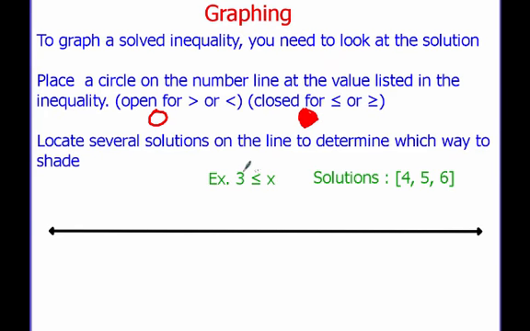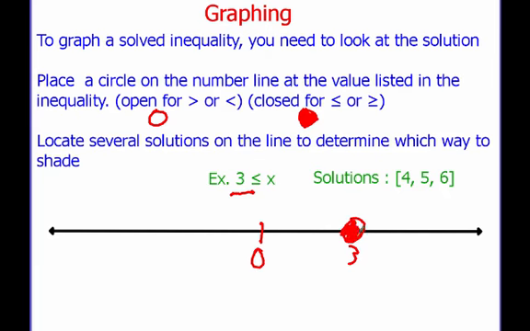So we look here. 3 is less than or equal to x. I'm going to put 0 on here. I always put 0 on my number line so I'm able to locate where everything is. I'm always going to put my circle at the number that's in the inequality. So say 3 is over here. Now it's less than or equal to, so that means we get a closed circle. The reason it's a closed circle is because we're saying that 3 is a solution.